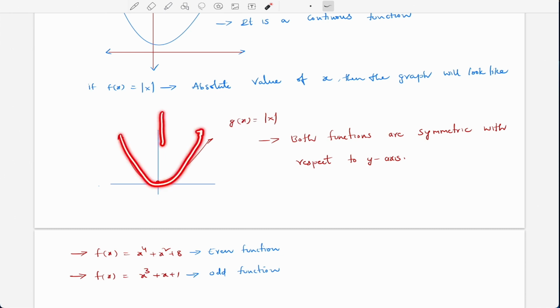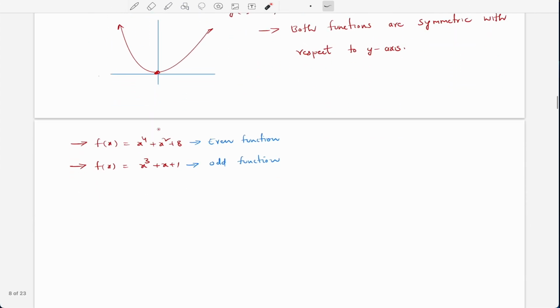So if you just imagine we are putting a mirror over here, this is similar to the other side of this parabola. So these are called symmetric functions. Right? So we have two kinds of functions, as I said: an even function and an odd function. So what are even functions?